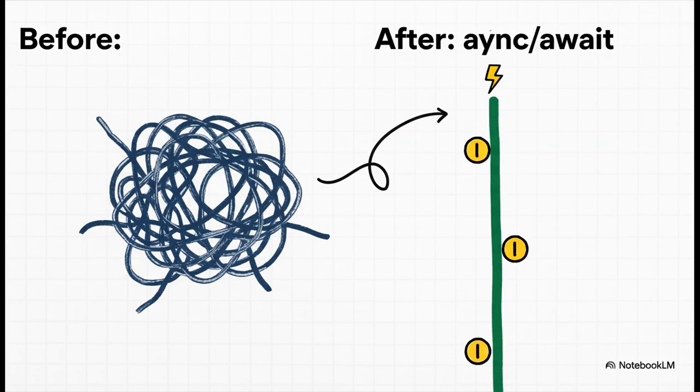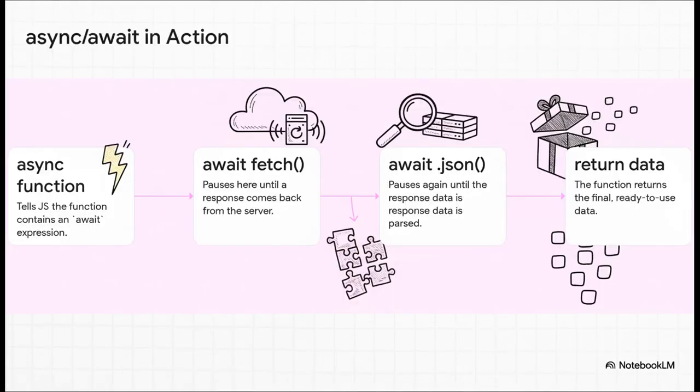Now, there are a few different ways to work with these promises, but the most modern, the most readable syntax by far is using async and await. This pair of keywords lets us write code that deals with delays, but it looks and feels a lot more like regular step-by-step code. Let's just walk through this. First, you mark the function with the async keyword. That's a signal to JavaScript that something inside might take a while.